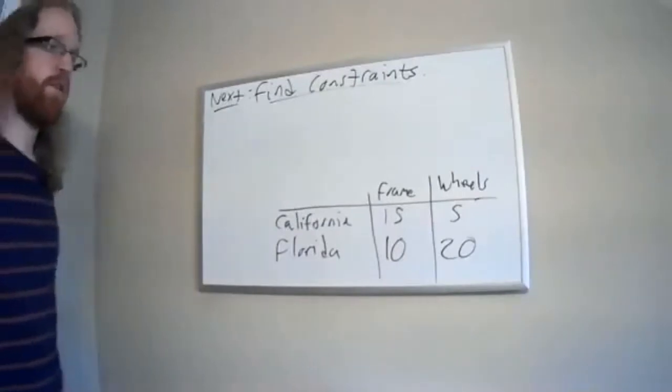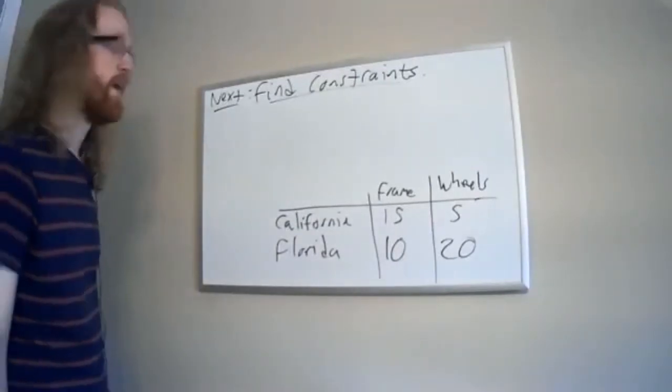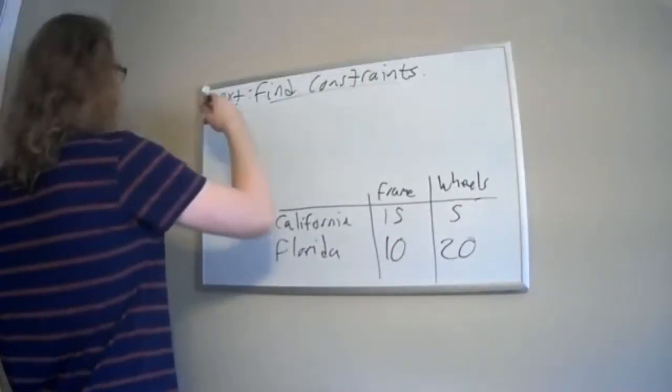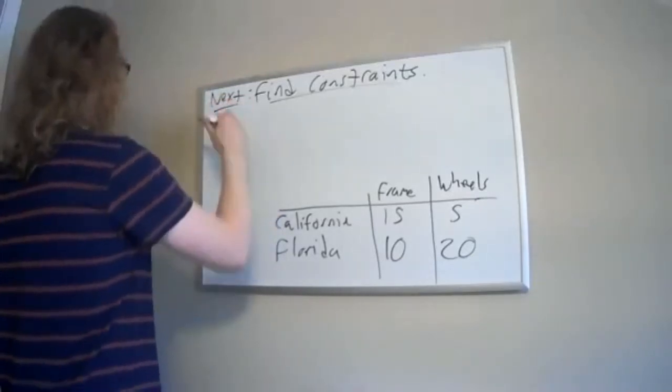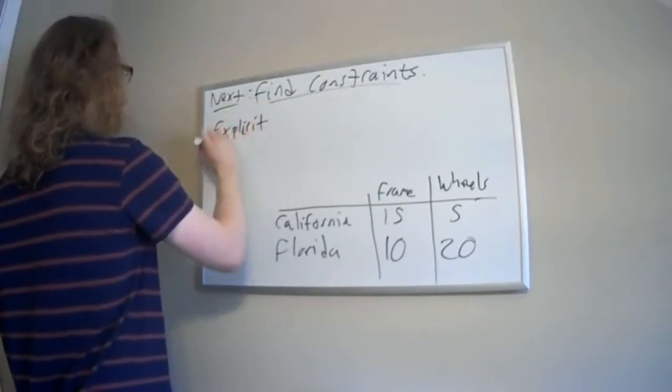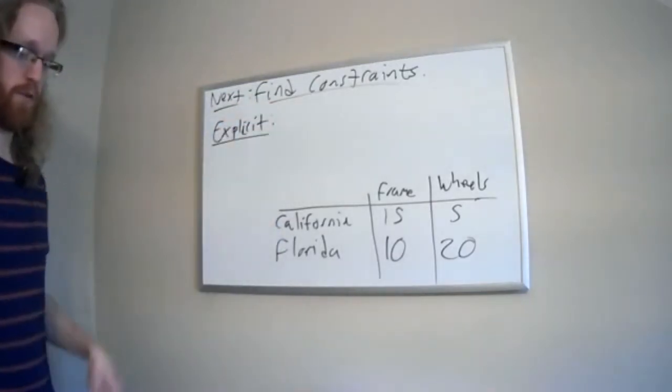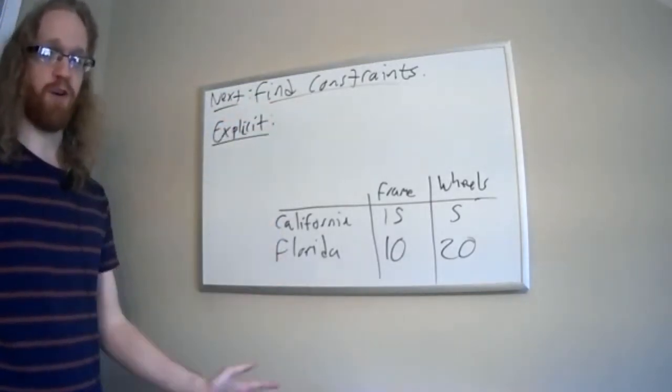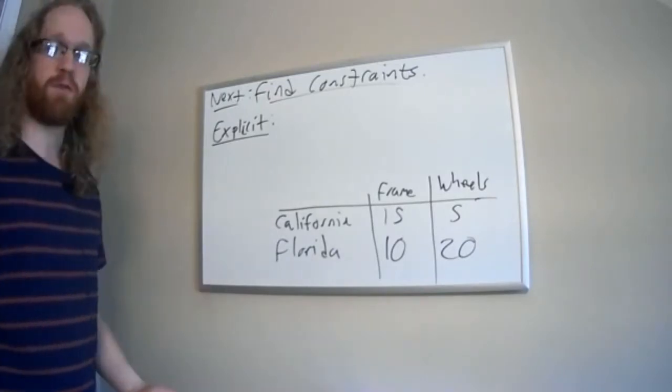So the constraints are some inequalities. And I remember that I told you that there are two types of constraints. There's explicit and there's implicit. We will look for the explicit constraints first. So I'll remind you that explicit ones are ones that are just sort of given to us in the problem. They're in the information of the given problem explicitly.